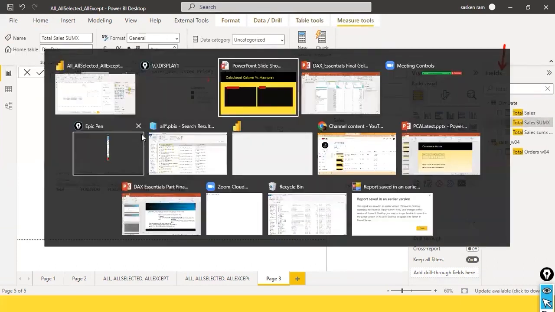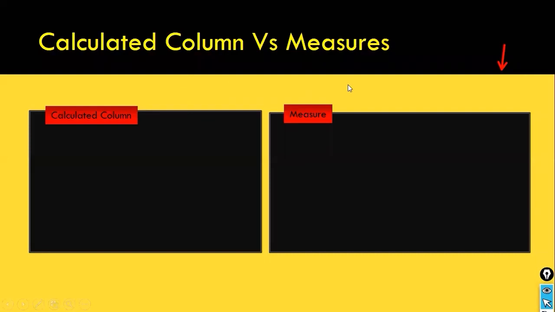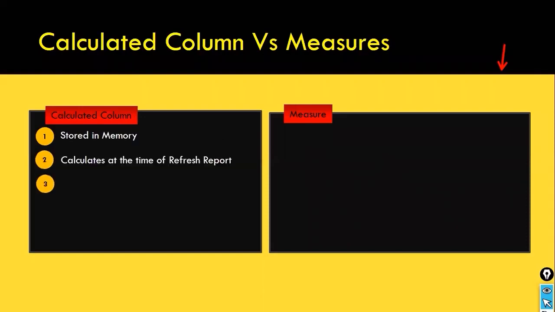Okay, now we will compare side by side. What is the difference between calculated column versus measures? Calculated column is stored. The calculated columns are stored in memory, whereas a measure is not stored in memory, and it calculates at the time of report refresh, and it consumes memory, and row by row calculation is done usually.